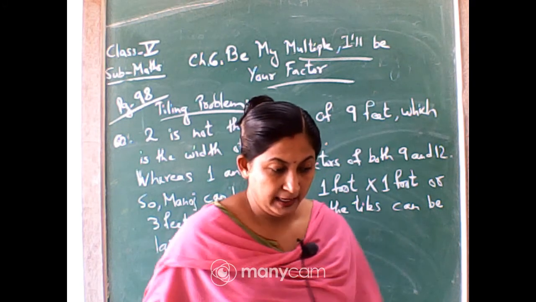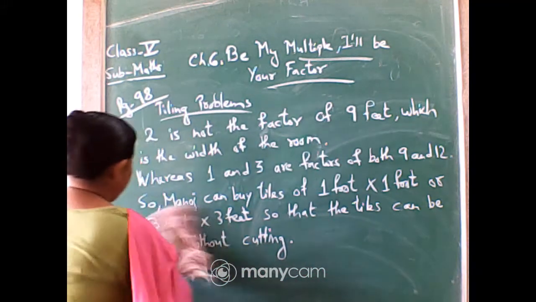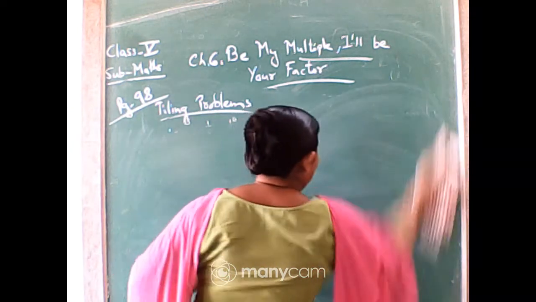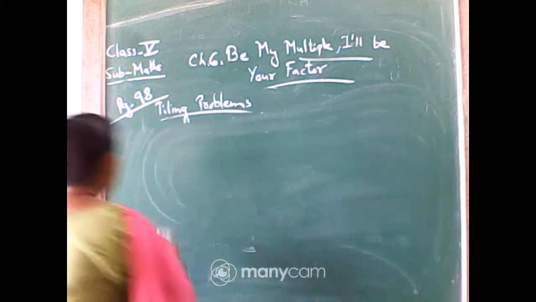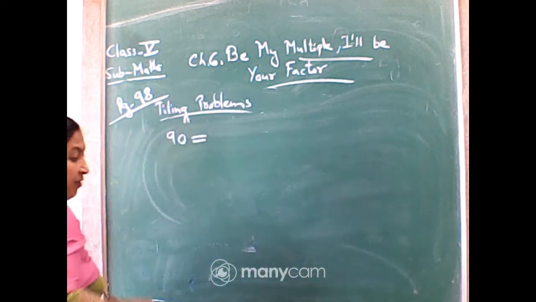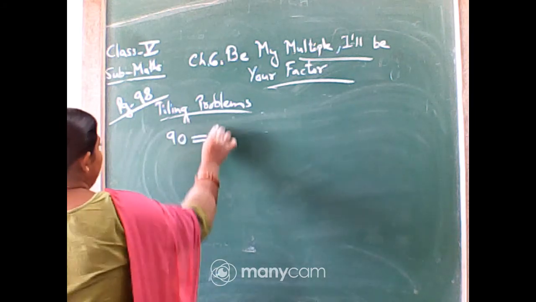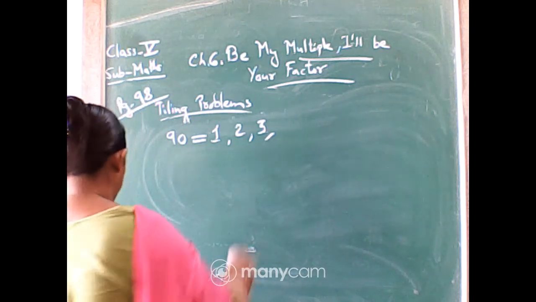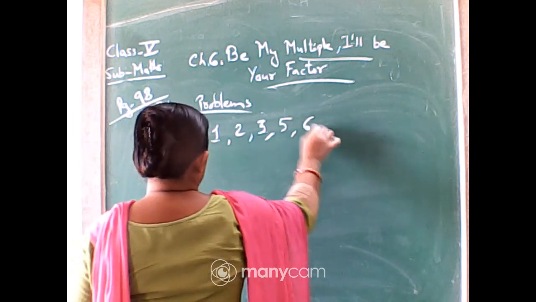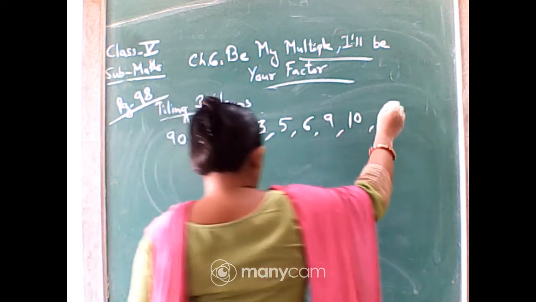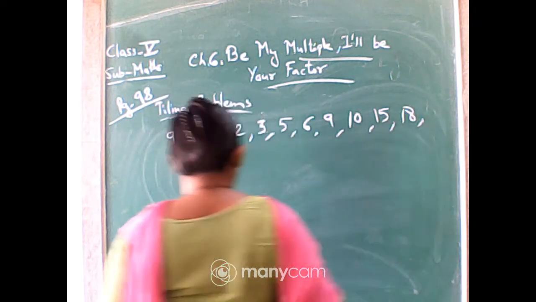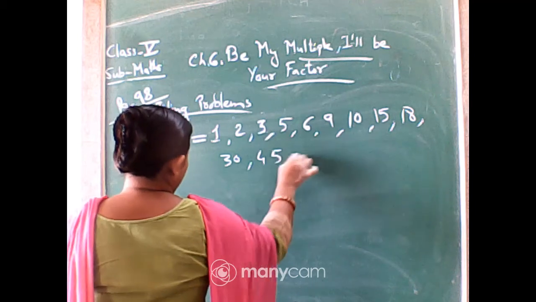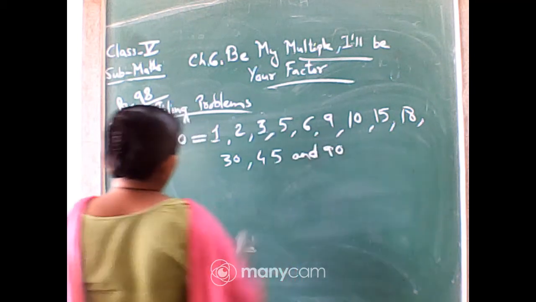Understood? I think you have not understood. See, for this they have to take the factors of 90, not she, all the 3. So 1, 2, 3, then 5, 6, 9, 10, 15, 18, 30, 45 and 90. These are the factors of 90.